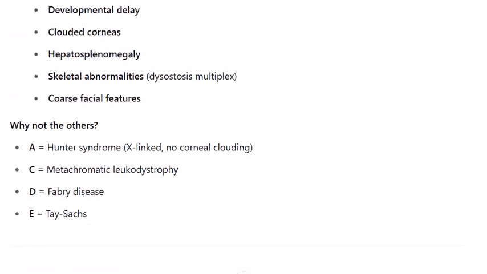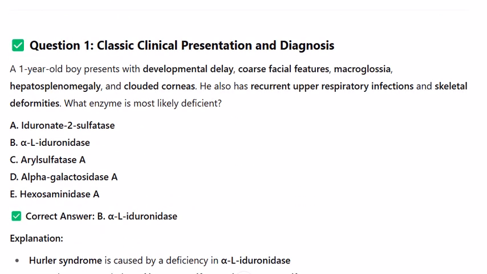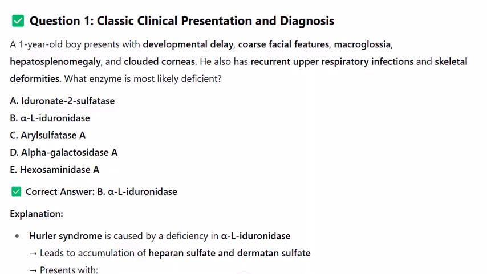Perfect, Ramon. Here are 3 USMLE-style high-yield questions focused on Hurler syndrome, a mucopolysaccharidosis type 1. These questions test your understanding of the clinical features, enzyme deficiency, substrate accumulation, and how to distinguish it from similar disorders. Question 1. Classic clinical presentation and diagnosis.